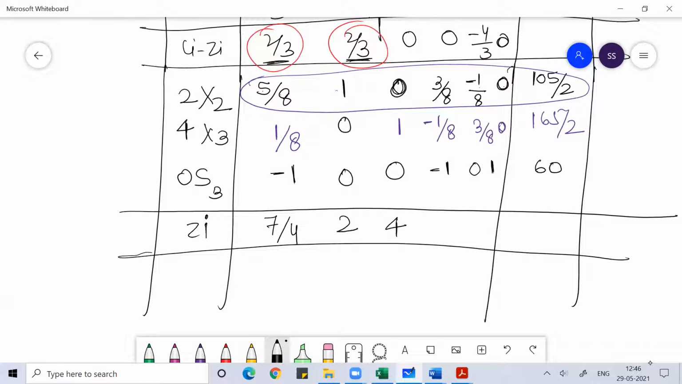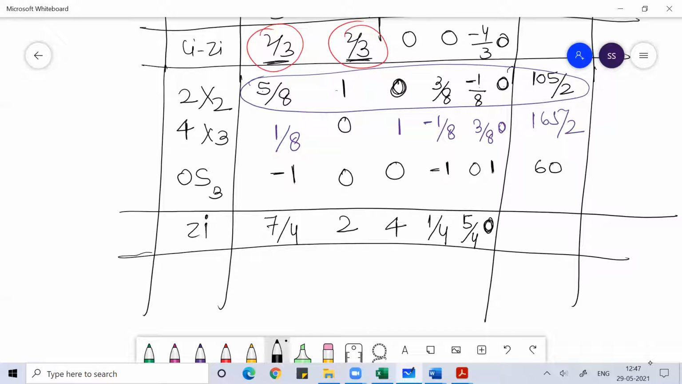Then this is 4. This is 6 minus 4. 6 minus 4 means 2 by 8, 1 by 4. This is 12 minus 2, 10. 10 by 8 means 5 by 4. Then this is 0. Okay.